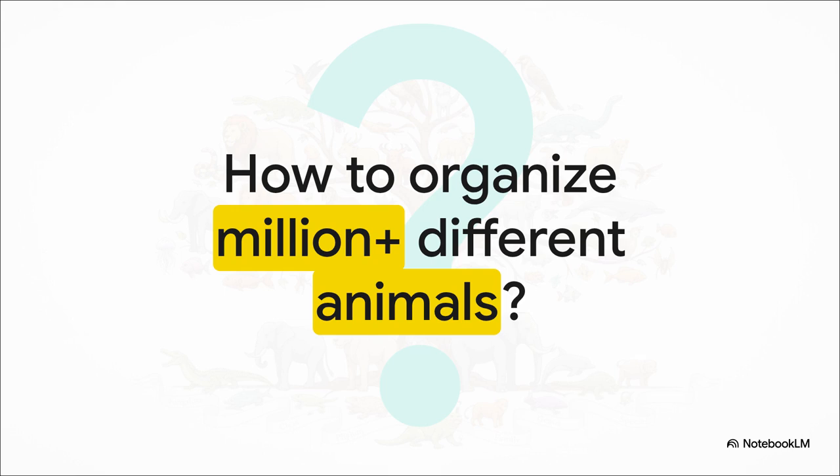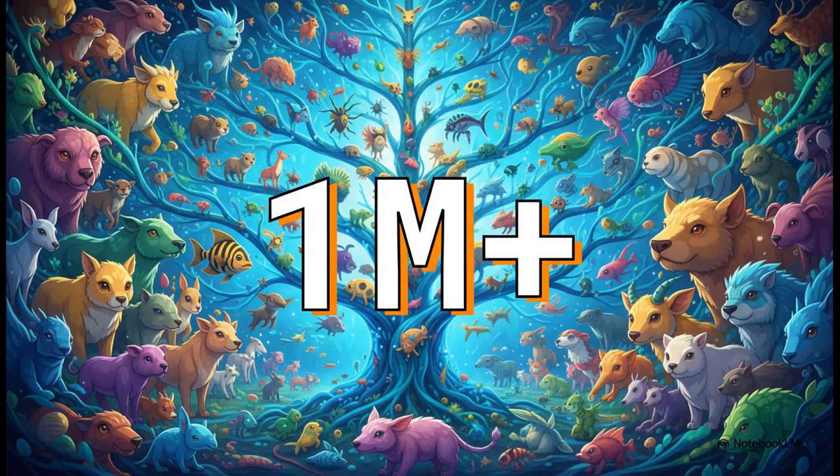How exactly do you organize over 1 million different animals? How do you even begin to sort and make sense of such an overwhelming variety of life, ranging from tiny microscopic worms all the way up to massive giant squids? The scale of the issue is truly staggering.